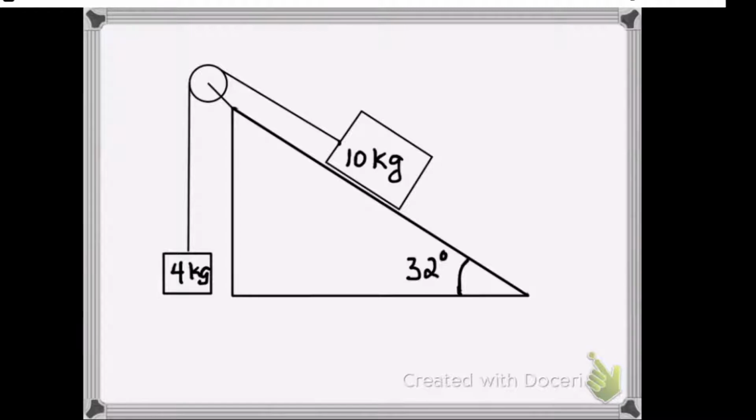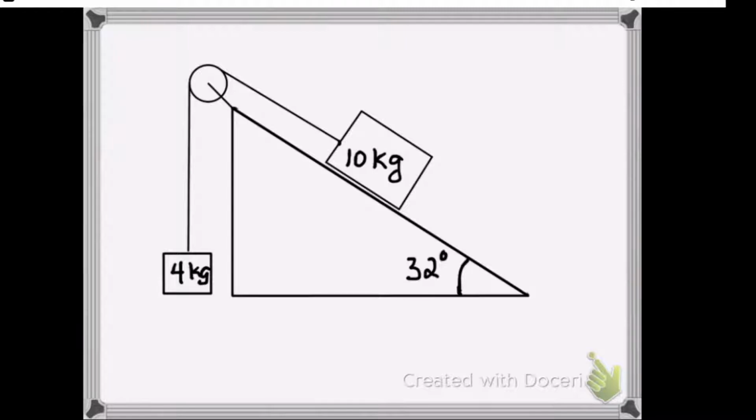And what will happen is if we let go of these two objects, the 10 kilogram mass will slide down the incline and the 4 kilogram mass will be pulled upwards. So we're going to start by looking at the forces that are acting on each of these objects. We'll start with looking at what's going on with the 10 kilogram object.